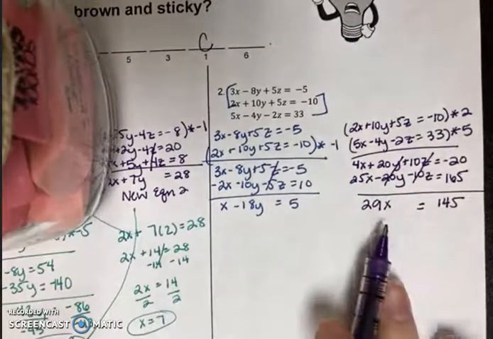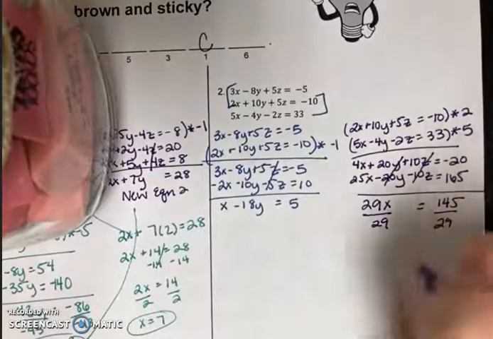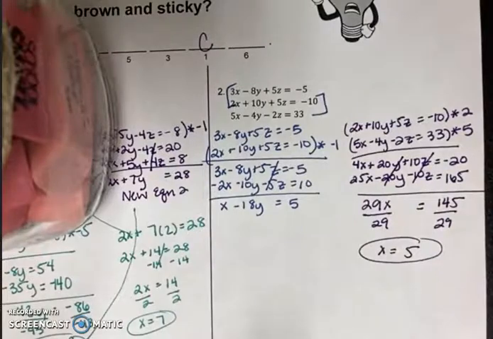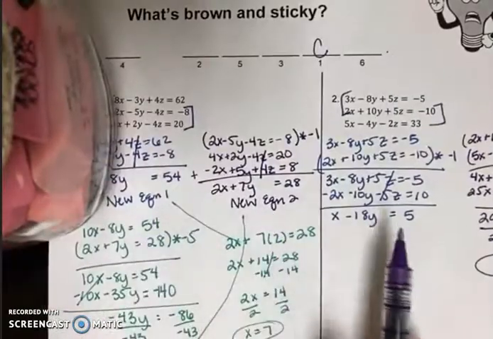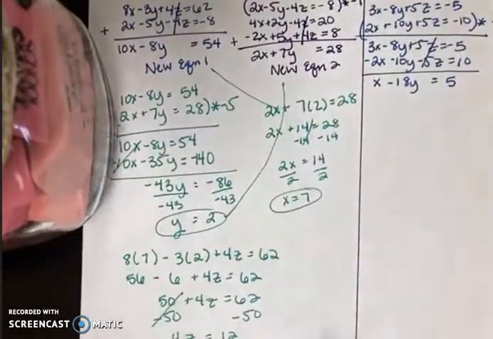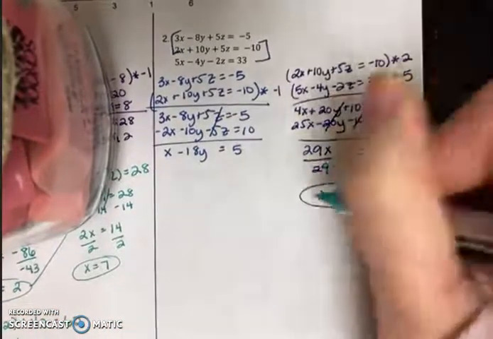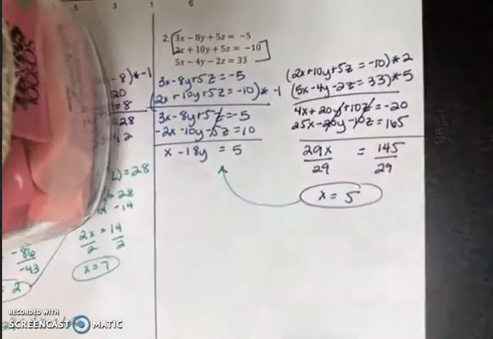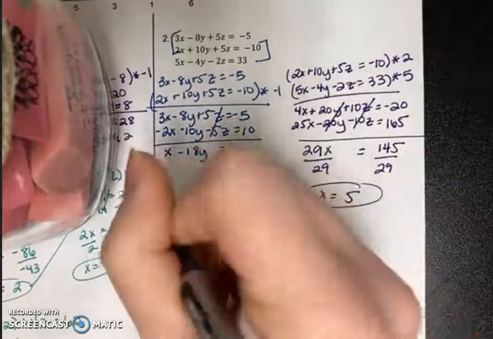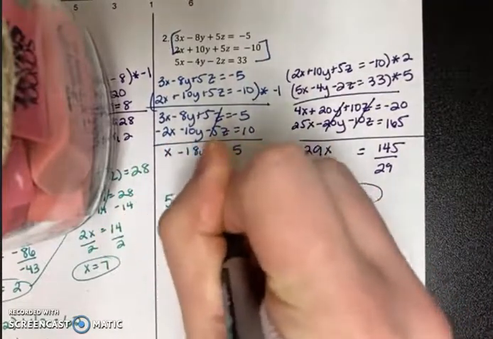Now, I have the capability to solve for x. Just divide each side by 29. And that does give me a whole number of 5. So once we found our new equation 1, new equation 2, which we did do here, our next portion was to solve for the variables. I already found one of the variables. So now I can take this and plug it in to my new equation number 1, which is x, which is 5, minus 18y equals 5.